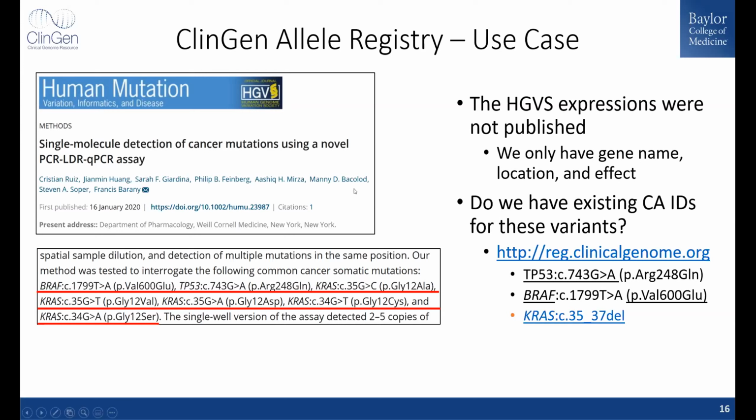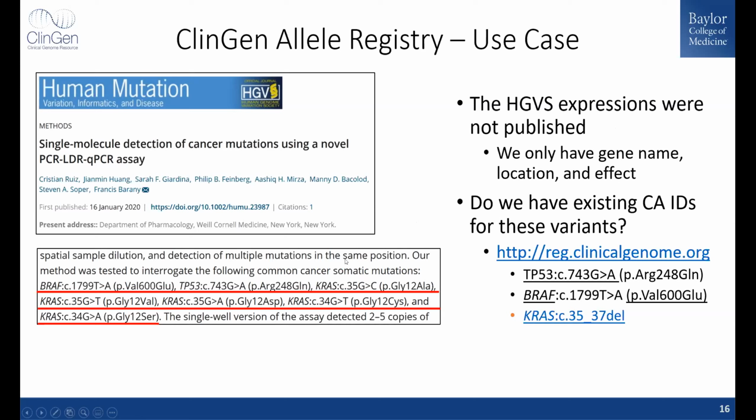This paper was just chosen by happenstance, but it lists the following common cancer somatic mutations. What I wanted to do is show how someone could start with a manuscript and work their way backwards using the Allele Registry to determine if something is already registered, and if it's not, how one would go about registering it so they can do some other downstream work in the face of curations. So the HGVS expressions were not published.